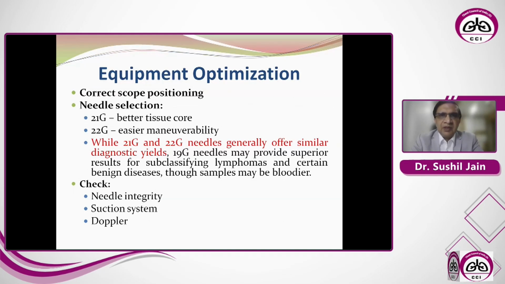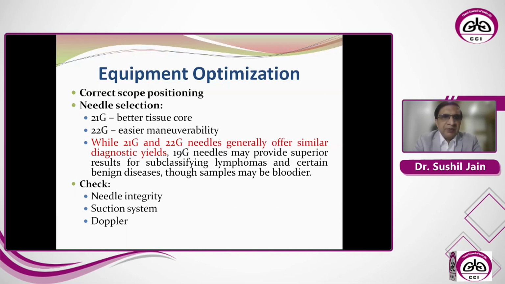Coming to equipment optimization. Again, a very important thing which you need to understand is that when you do a procedure, you should have correct scope positioning and needle selection. We may use a 21 gauge or 22 gauge needle. Both can give almost similar diagnostic yield. However, 21 gauge gives a somewhat better tissue core, whereas the 22 gauge gives easier maneuverability. So you need to select according to the individual requirement in a particular case.